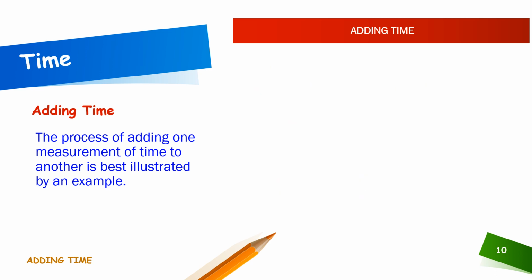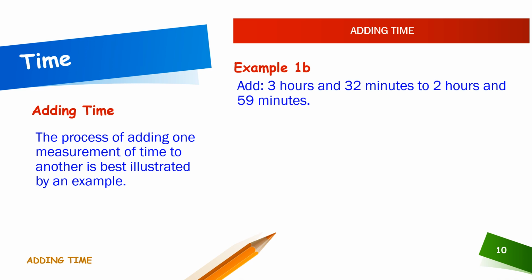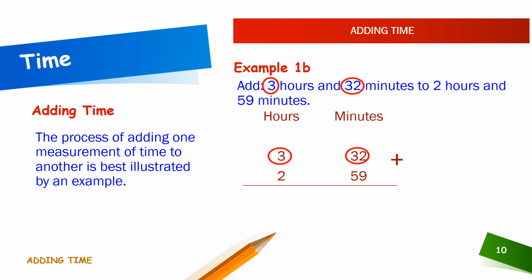We will now consider another example. Let's try adding 3 hours and 32 minutes to 2 hours and 59 minutes. Again, we set up a table to help us with this. 3 hours and 32 minutes is presented as shown, and 2 hours and 59 minutes is presented as shown here. Then we add. 2 plus 9 is 11. 3 plus 5 plus 1 is 9.